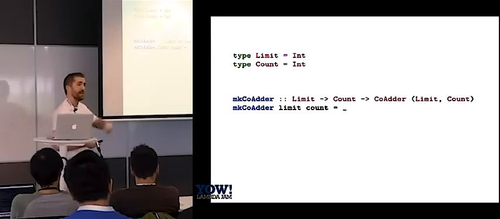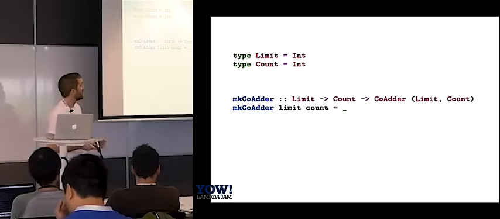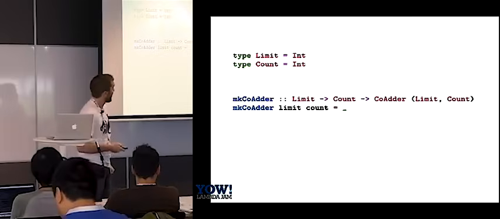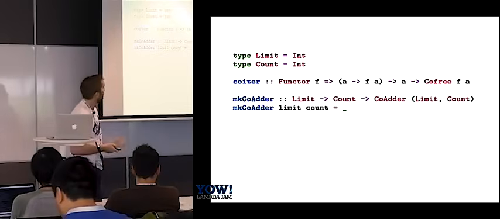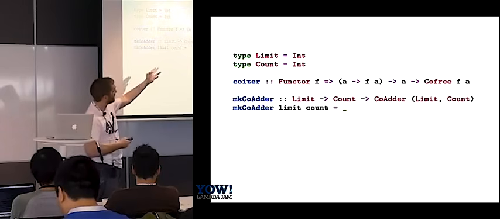We want to make a coadder. We've just used types for our limit and our count. We want to get a coadder out. We're going to use co-iteration, which is kind of like a list unfold. We have a seed value, which is on the right, and we have a function which gets us up to our next stage in our underlying functor.